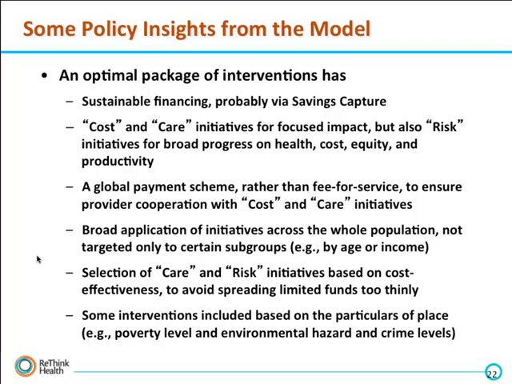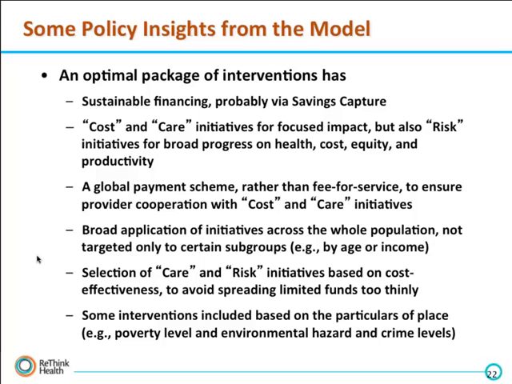It should have cost and care initiatives so that you can very quickly reduce costs and improve the quality of care. But you should also have what we call the risk initiatives, like this behavioral one, whose effects are not just short-term, but are felt for decades later, and whose impacts grow over time. They may be expensive, but they're also necessary to get the most that you can out of a set of initiatives. And they're also pretty necessary for making progress on equity and economic productivity. The cost and care initiatives by themselves don't do that.